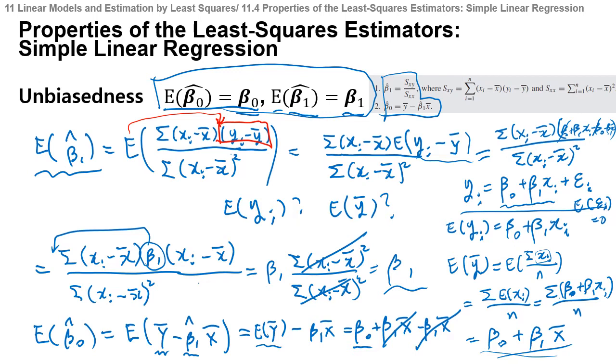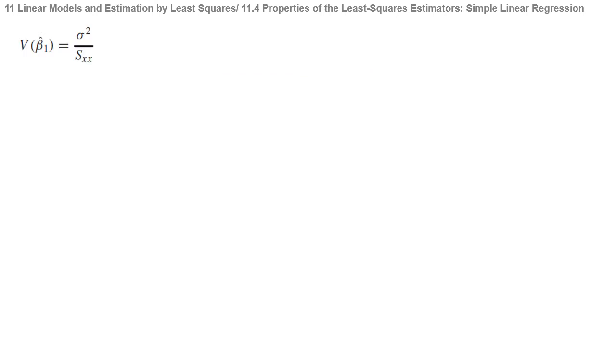Okay. Next, let's derive the variance of beta 1 hat. The variance of beta 1 hat is this, and let's derive it. So what is beta 1 hat?